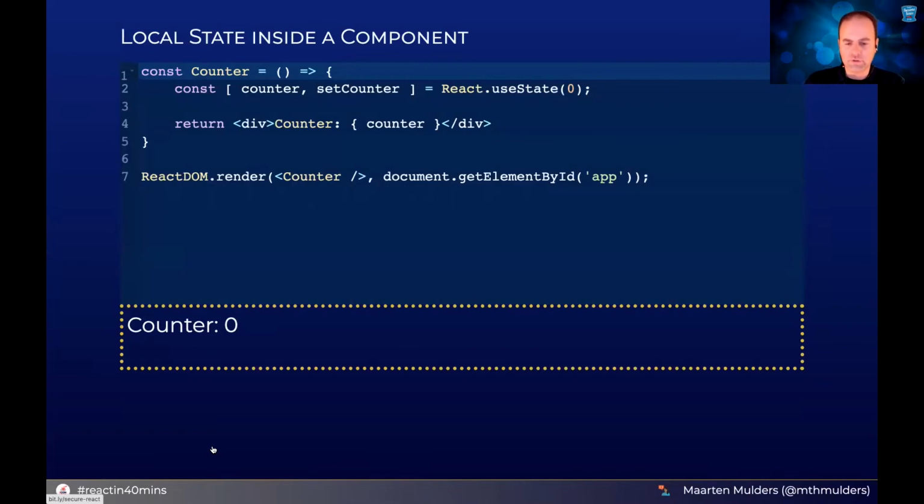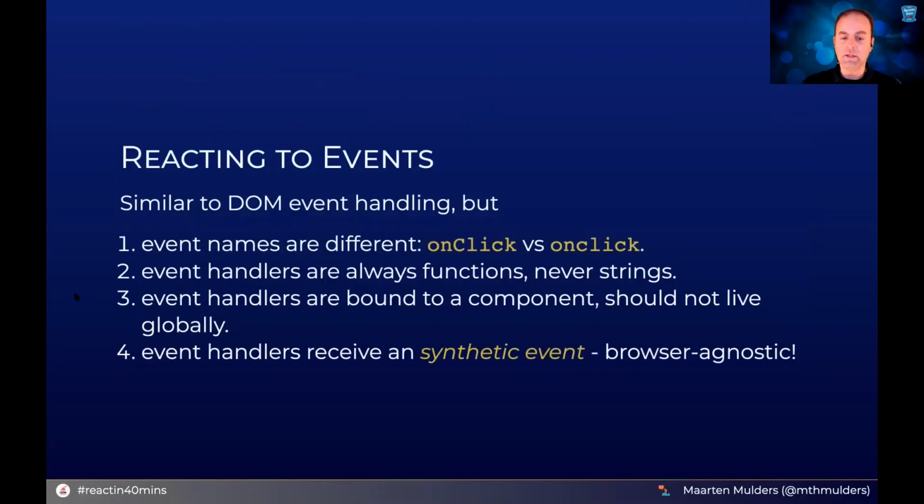Using React.useState, we can store a piece of information in memory. And if the application re-renders, this state is persisted. So that's a very important thing. In this case, there's nothing to see because we don't know how to change that state yet. To do that, we must know about events.